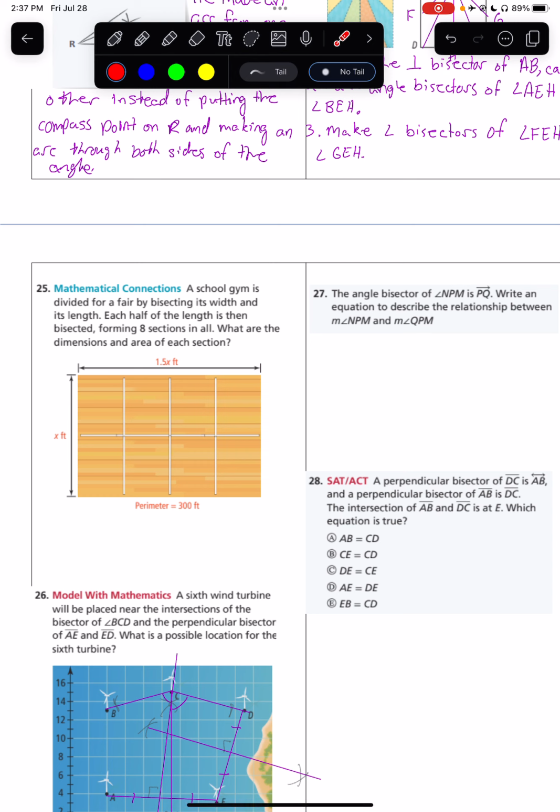What are the dimensions of each section? So easy enough to show here that we know if the perimeter is 300 feet, we can make an equation to find out the side lengths.